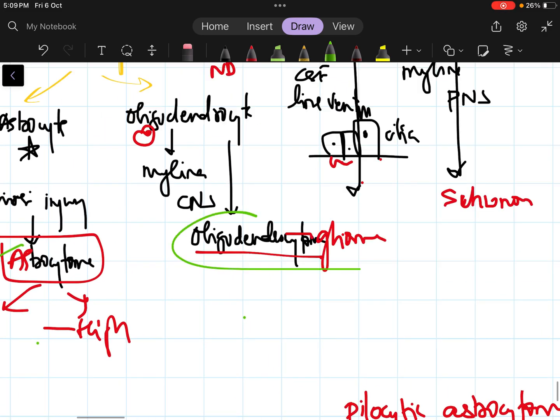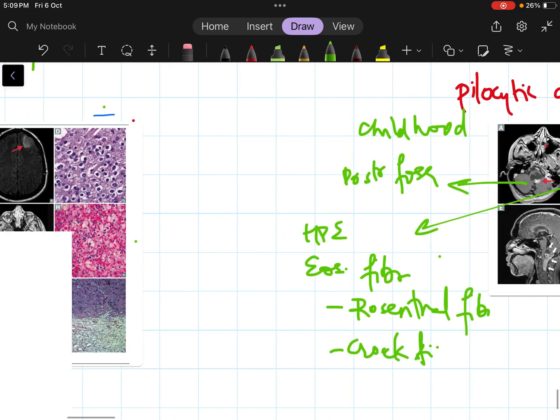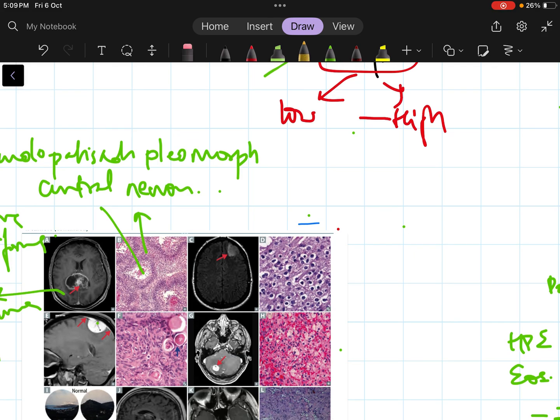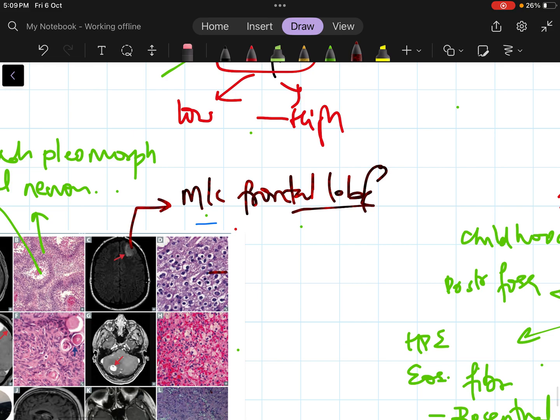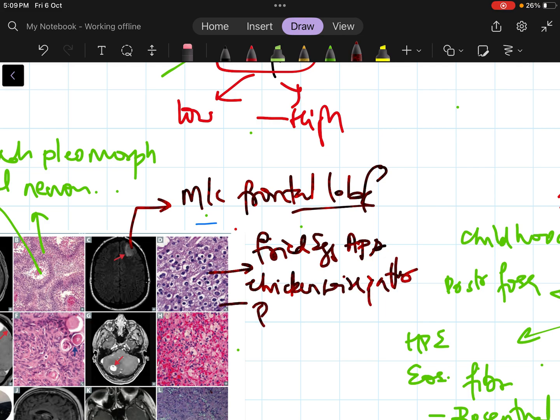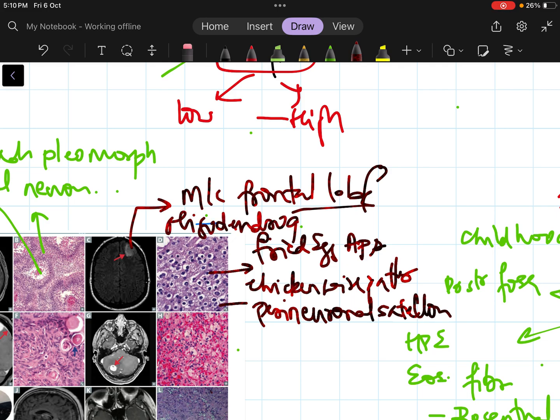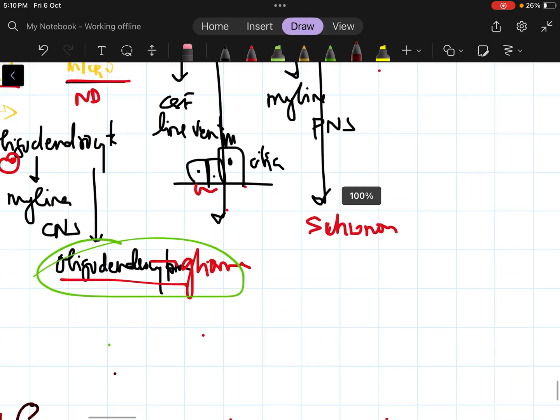Astrocytoma is done. Now oligodendroglioma. On gross examination, you have a mass most commonly originating from the frontal lobe. Therefore, symptoms are related to functions of the frontal lobe, behavioral symptoms. On histopathological examination, you see a fried egg appearance, chicken wire pattern, and perineuronal satellitosis. These are features of oligodendrogliomas.